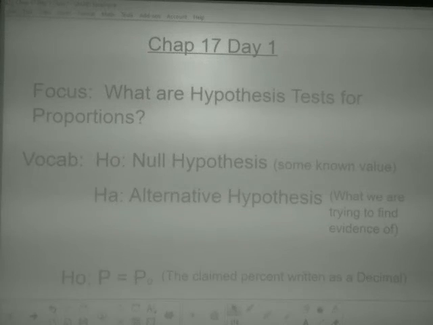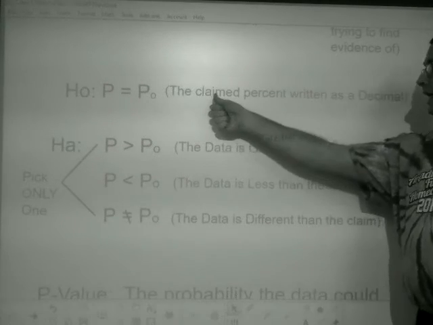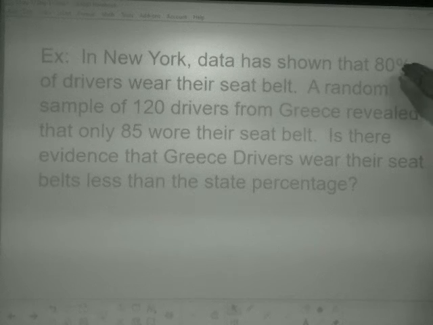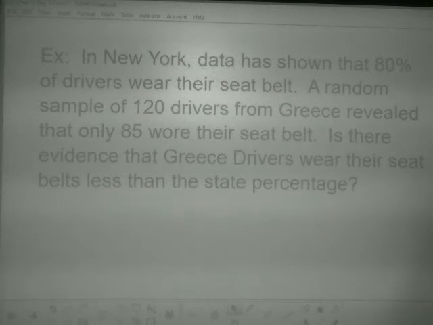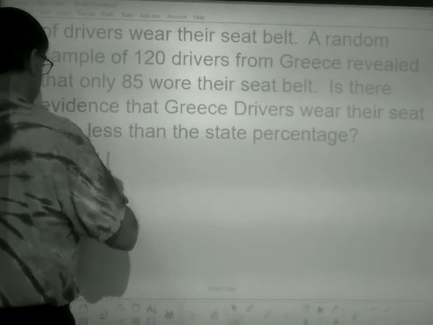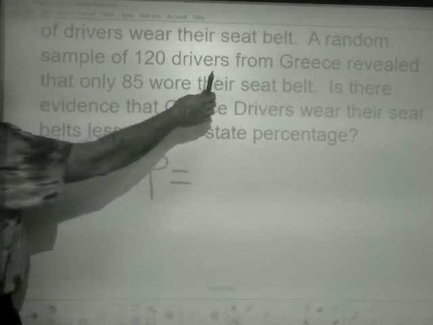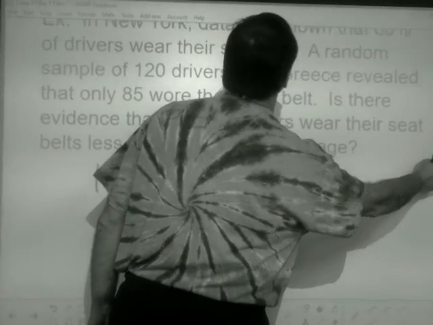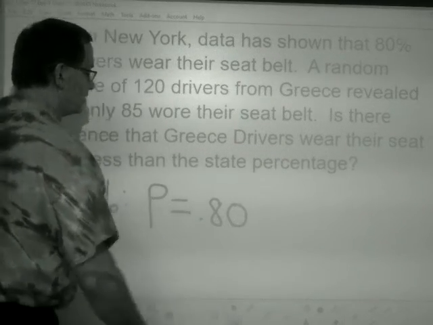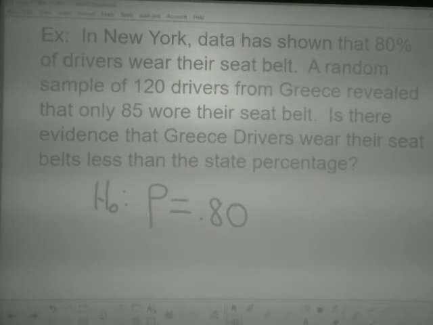Is there evidence that Greece drivers wear their seatbelt less than the state percentage? If we go back and take a look at the null and alternative hypothesis, what is the claimed percentage? Not from our data. In New York State, data has shown that 80% of drivers wear their seatbelt. That's the claim. So I'm going to write H0, null hypothesis, colon, capital P equals 80%, written as a decimal. The null hypothesis is that the proportion of people that wear their seatbelt is 0.80.